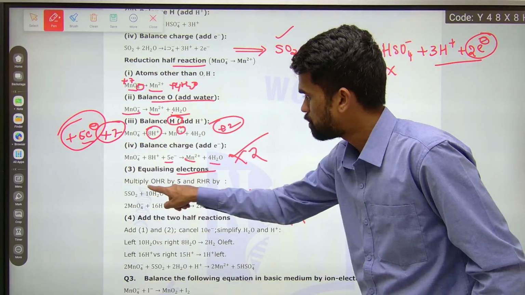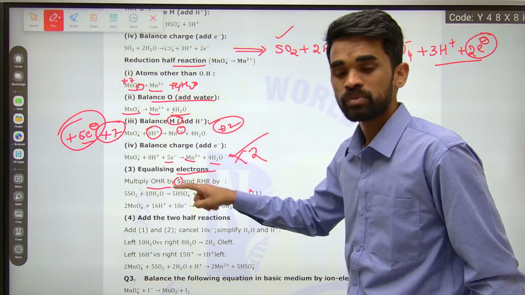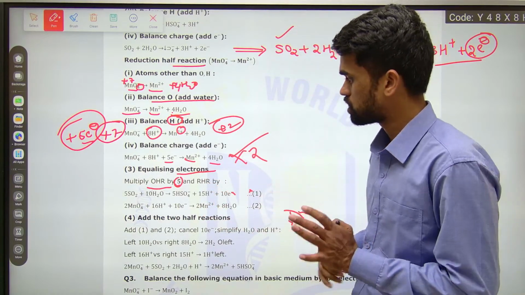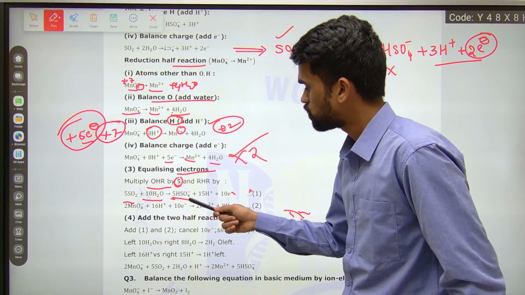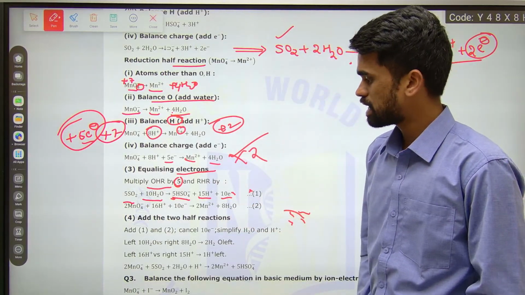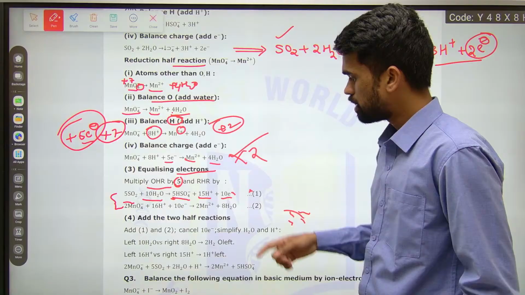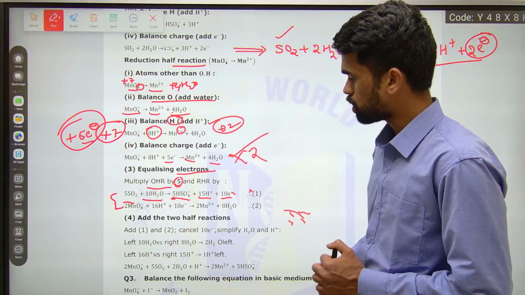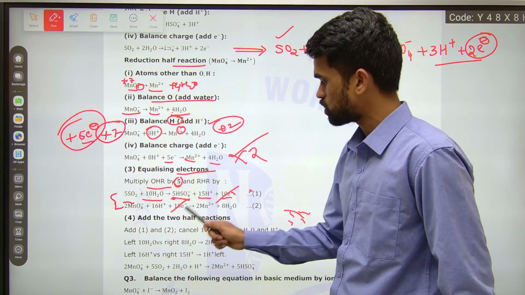Now see, multiply oxidation half with 5 because here 2 electrons are involved. That's why we should multiply with 5, and reduction half reaction with 2. Therefore, we will get the final equation. So 5SO2 plus 10H2O giving rise to 5HSO4 minus plus 15H plus and 10 electrons, like this. Is this clear? We got these 2 equations after multiplying with suitable numbers. Now add these 2 equations, electrons cancel.